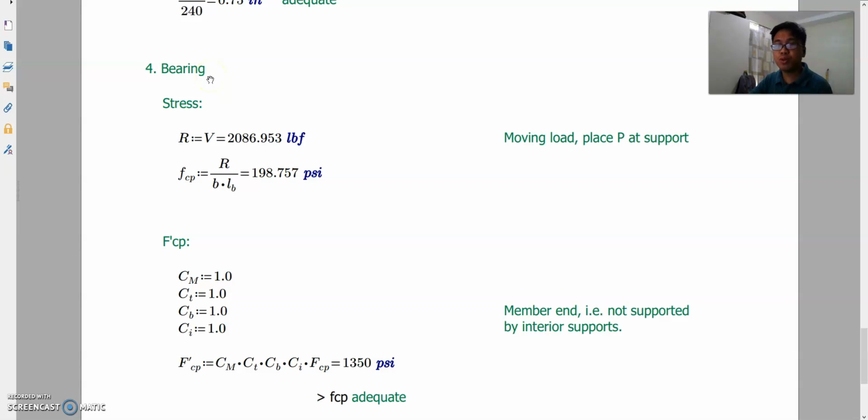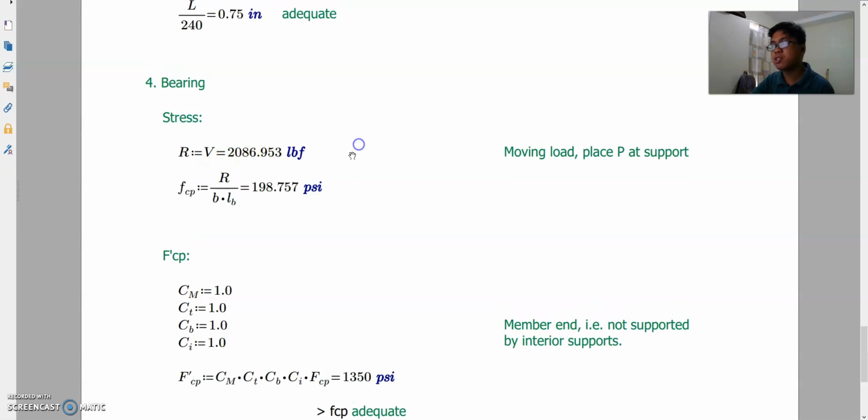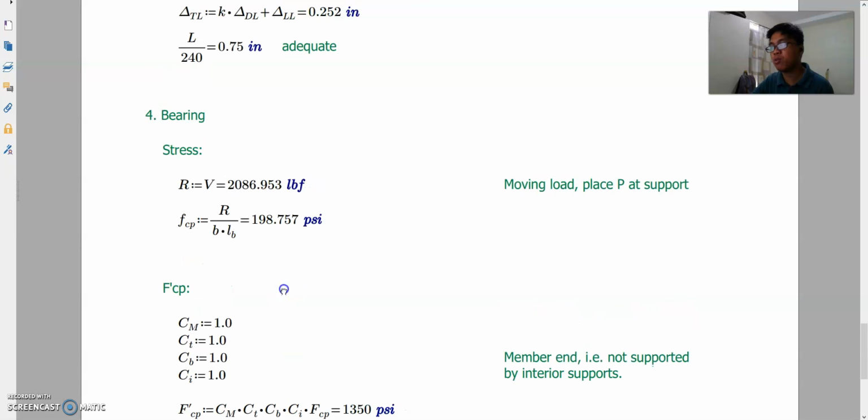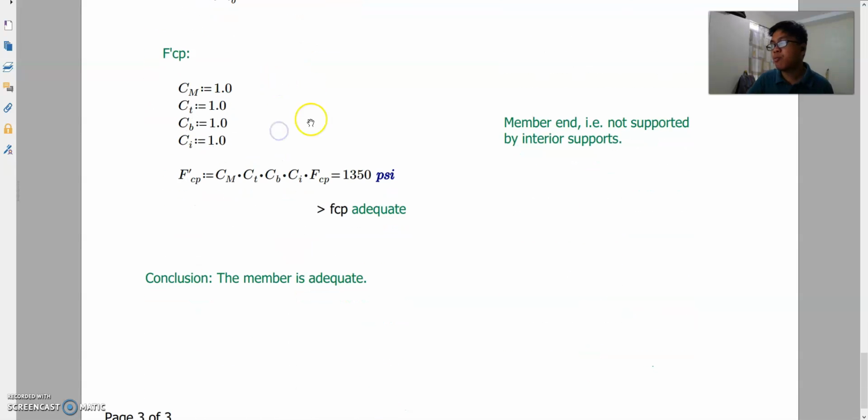Again, the question here is, where do you put the concentrated load? Middle or in the support? Bearing is related to reaction, and so we put the moving load at the support. Okay. And then we have R equals 1086 pounds. Computing for the stress, we divide that reaction with the bearing area. The bearing area is equal to the thickness times the bearing length. It's already provided, and so we have around 200 psi. Comparing that with the adjusted design value, 1350, still adequate.